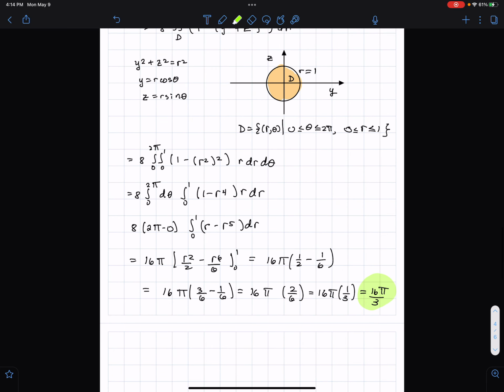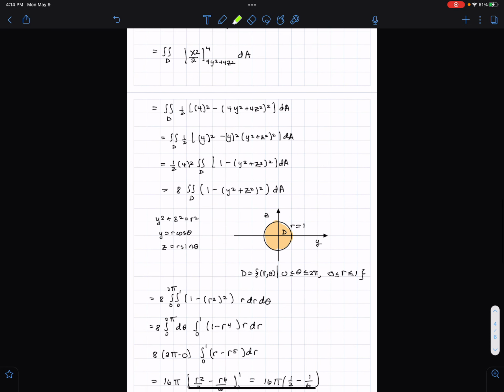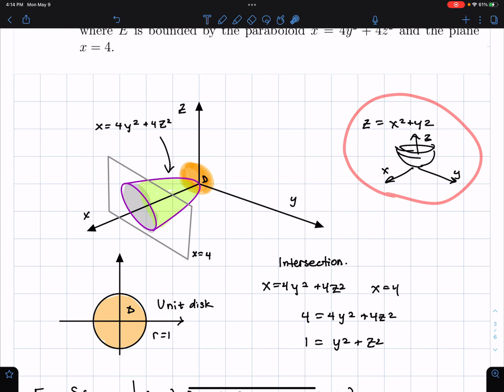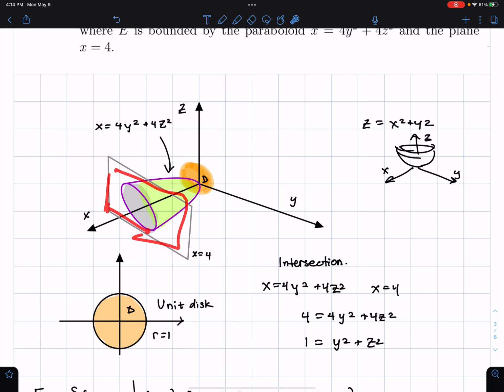Okay. So let me point out, was it that hard to draw this picture? A little practice. There's a bunch of these paraboloid figures. Z equals x squared plus y squared, but this is turned on its side. X equals 4y squared plus 4z squared. So we have that, and then we have x equals 4. We should easily be able to get that.